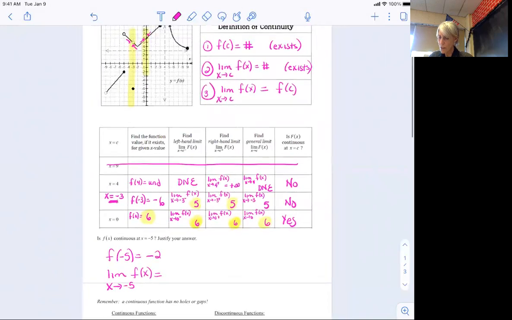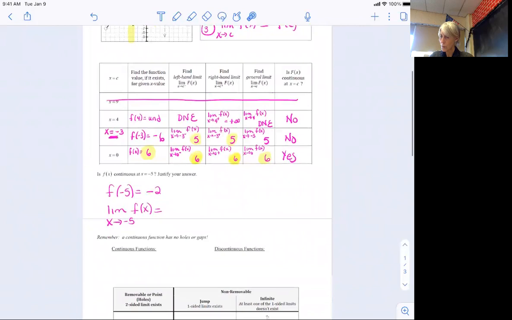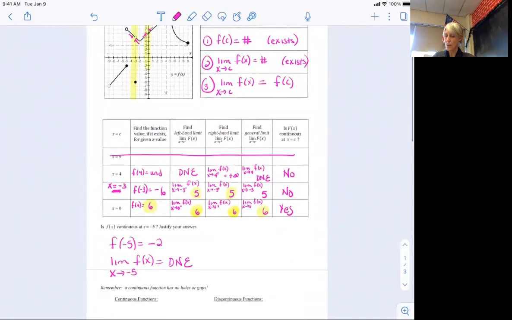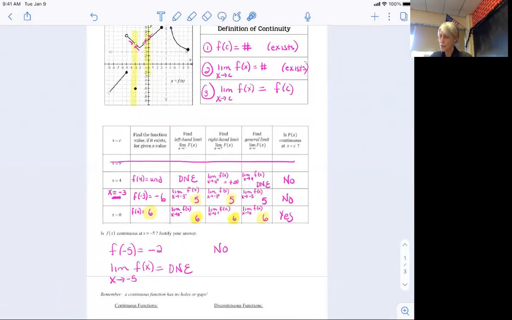Now, we could do it right visually from the graph if we want. At -5, what do you see here? My left limit does not match my right limit. I have a big space here. So my limit does not exist. Is this function continuous? Obviously not. We see this big jump right there on our graph. No. Why? Well, which one of our rules failed? I get a function value, but I did not get a limit.